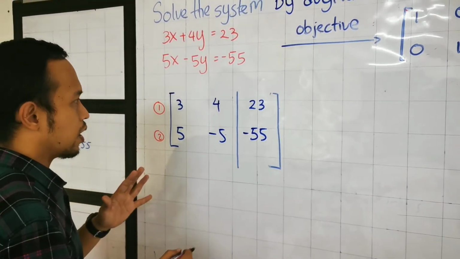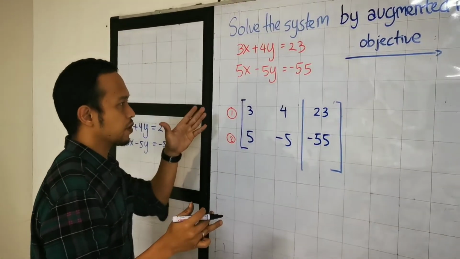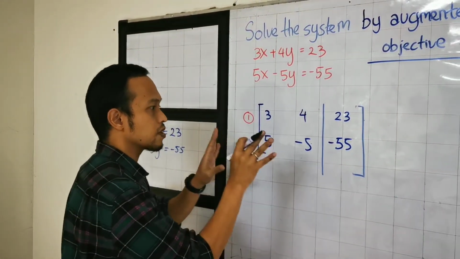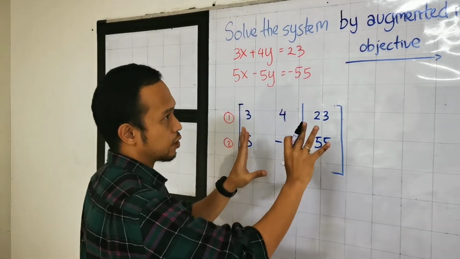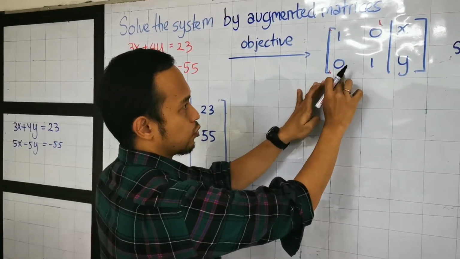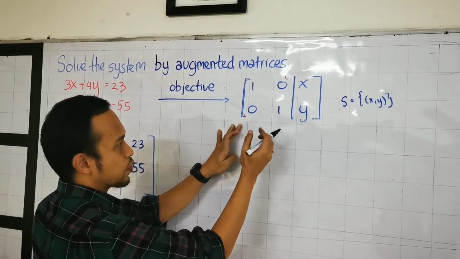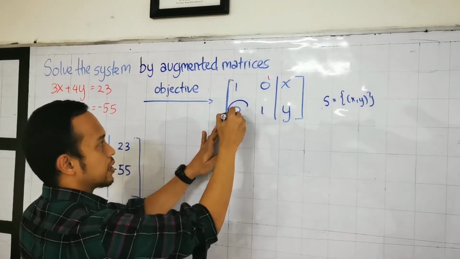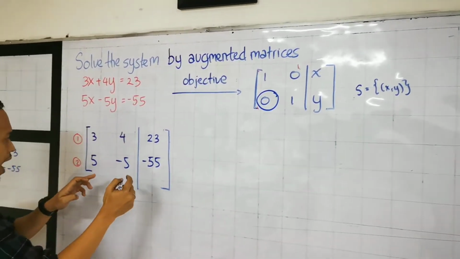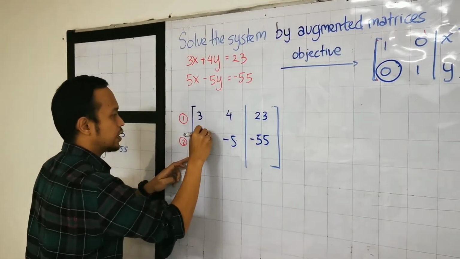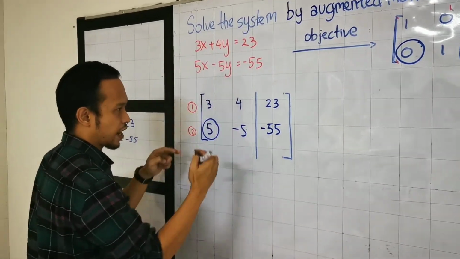Okay, so from the previous example, I'm starting from the first row. So let's now start from the second row. Let's see again the objective. If I want to go to the second row, it means I need to begin with the 0 first. So I have to make the 0 first. So I need to make 5 into 0 by using the first element.